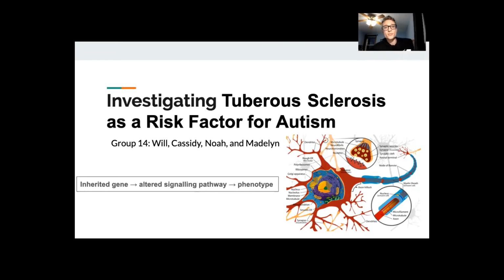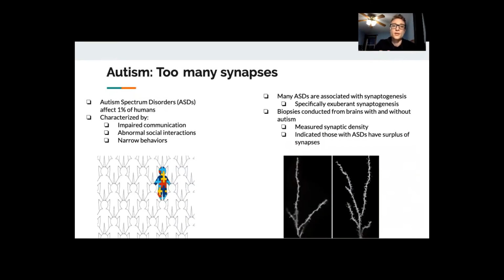Hello everyone, we are group 14 and today we'll be speaking about tuberous sclerosis and its possible connection with autism. Overall, we'll be speaking about how an inherited gene can result in an altered signaling pathway, resulting in an observable phenotype. So autism spectrum disorders are a group of disorders affecting around 1% of the population and are characterized by behaviors such as impaired communication or abnormal social interactions.